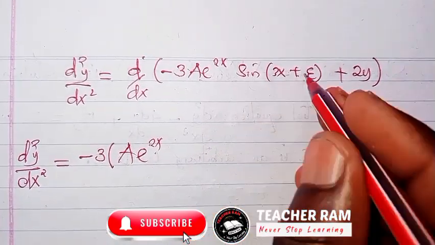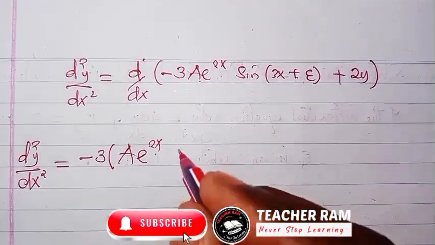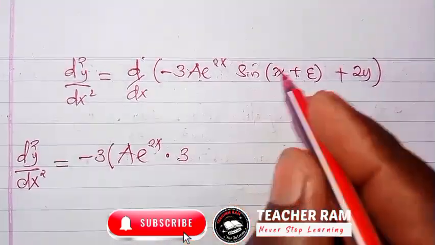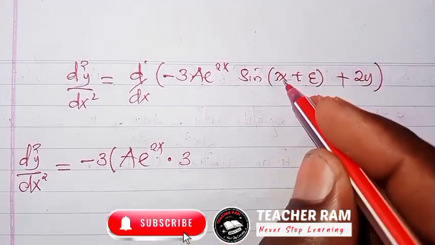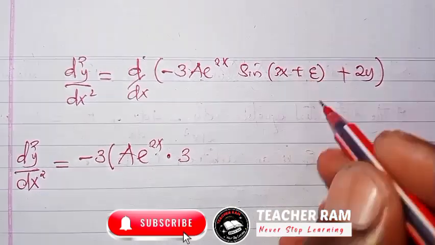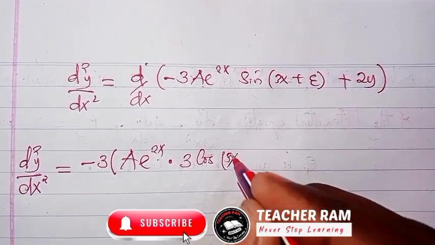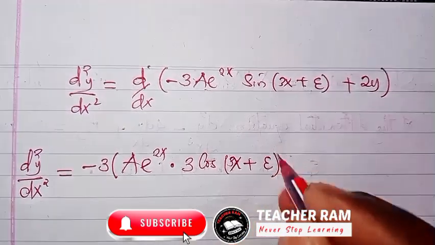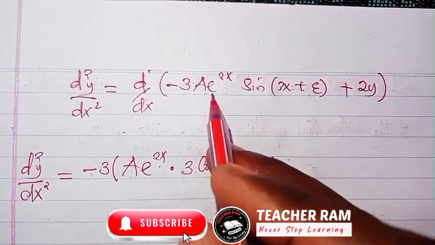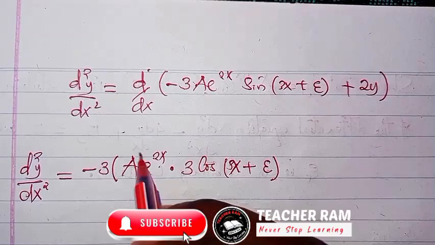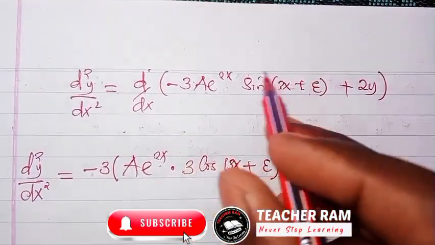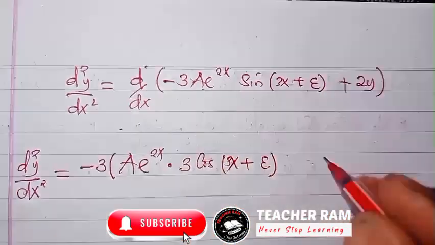Differentiating this, it will be multiplied by 3, the derivative of the angle here. It will be 3 multiplied by the derivative of sine, which is cos of (3x + epsilon). So this is the derivative, keeping this one constant, this is the derivative of this one.